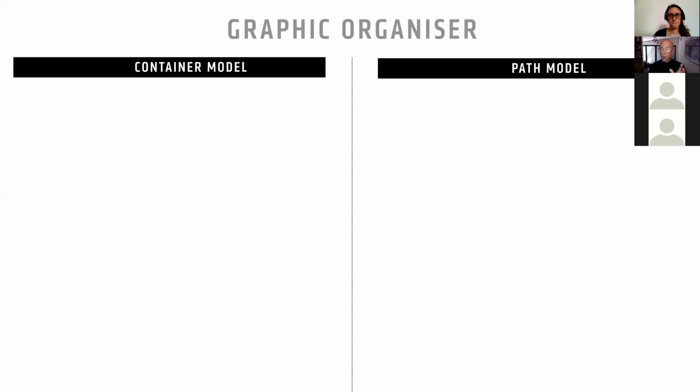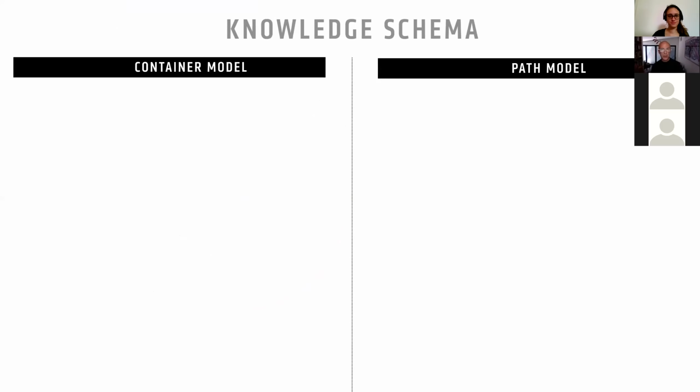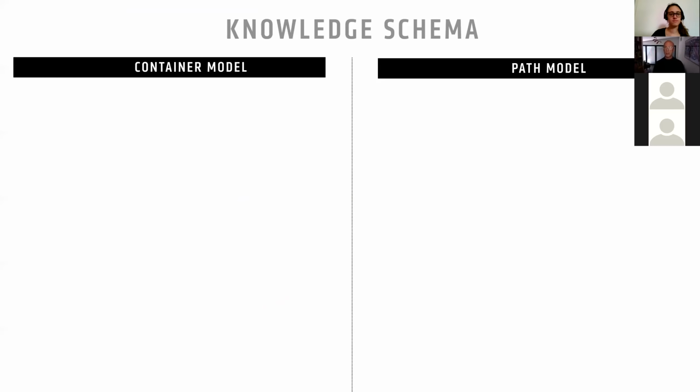So we can split graphic organizers up into two types. There's the container model and there's the path model. Within the container model, oh, by the way, did you see that? Let me go back to show you. Let me do that again. Maybe we should remove the word graphic organizer and distinguish a knowledge organizer by calling these graphic organizers knowledge schemas, because they are schematic, they're interrelated. Well, you'll see what they are.